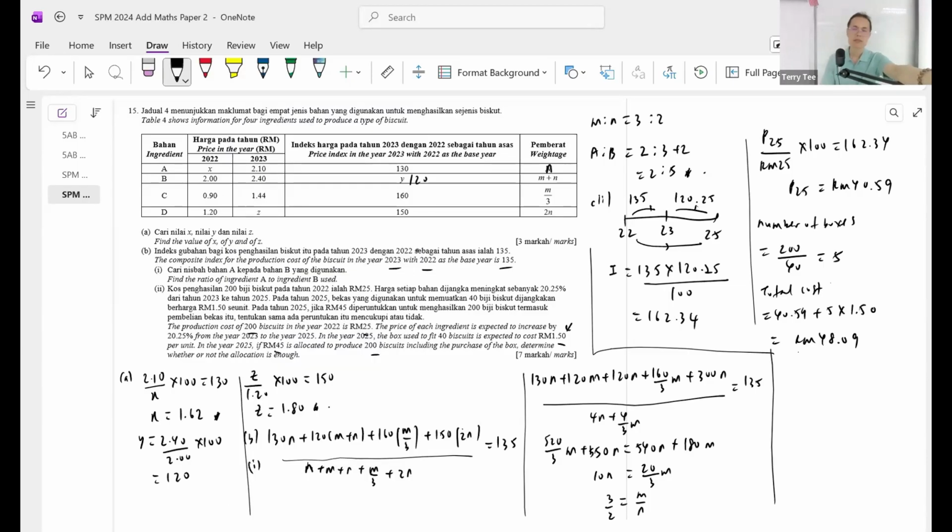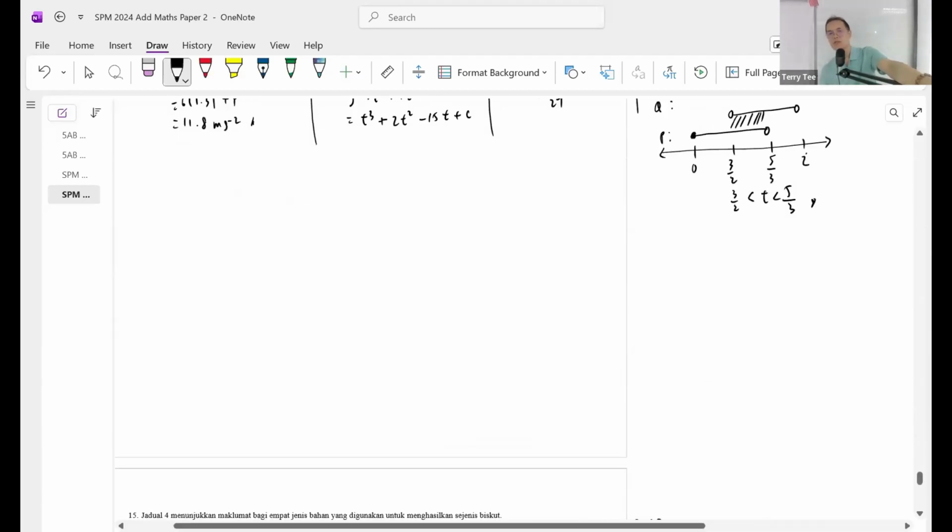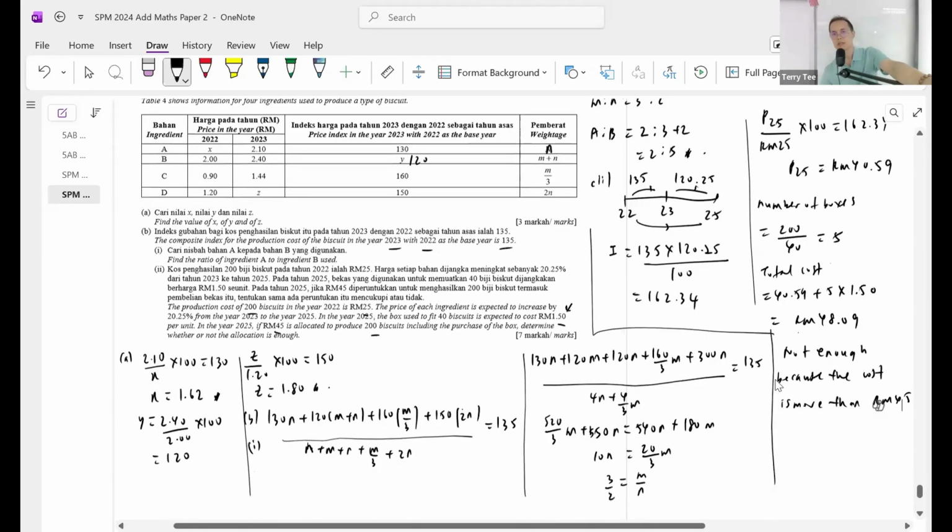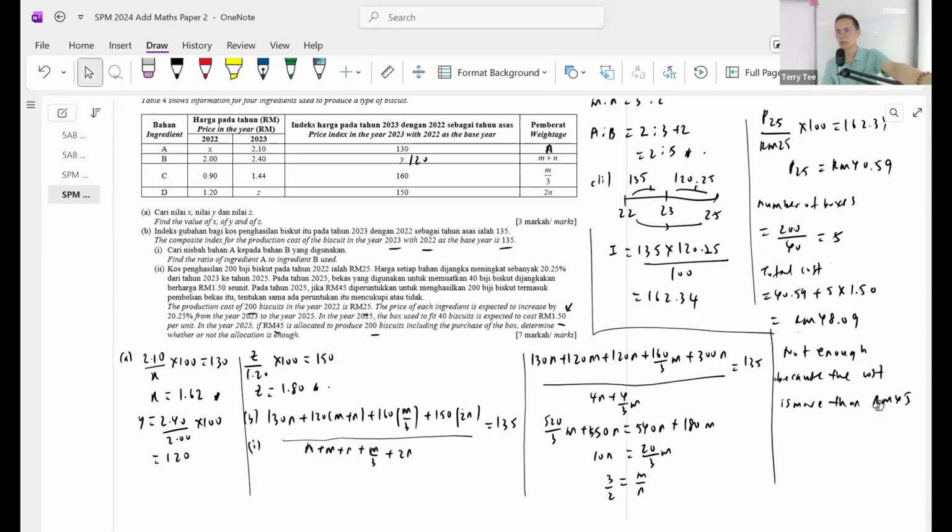Okay, would you have enough? Answer is no. Why not? You only allocated 45 ringgit, so the cost is actually more than that. So the answer is not enough because the cost is more than 45 ringgit. You allocate 45 ringgit, but your total cost is 48 ringgit and 09 cent.